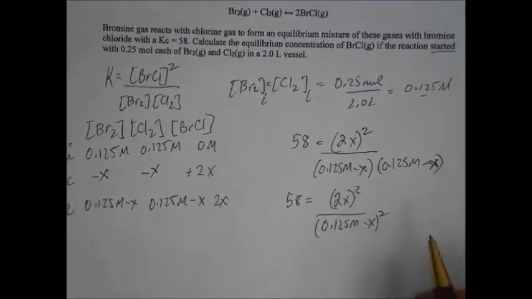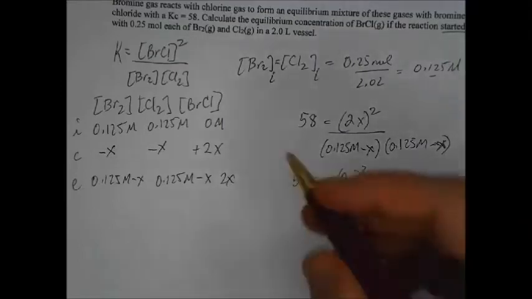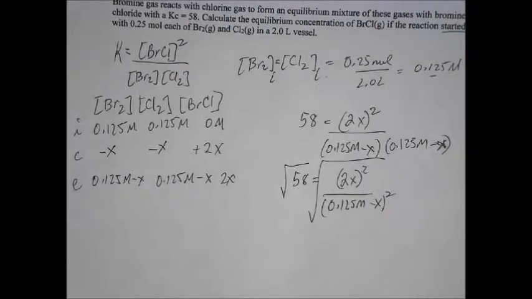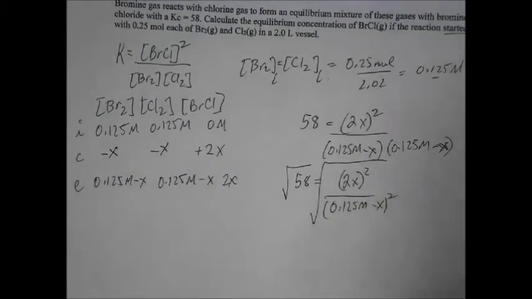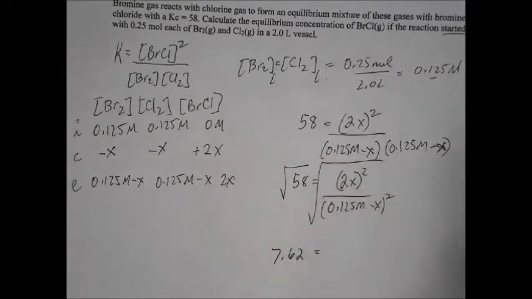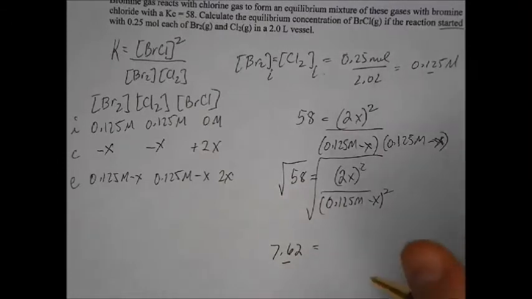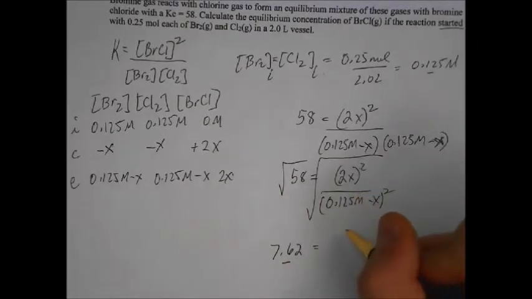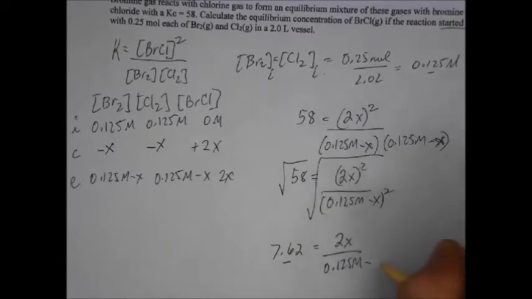So now what we can do is we can simplify this by saying, well, if this is a square and this is a square, if we take the square root of both sides, we can now simplify the answer down and get rid of those squares, and now we don't have to do the quadratic equation. So if we take the square root of 58 on our calculator, you should get 7.62, which is going to equal, and again, 2 sig figs here, so we'll keep track of those, 2x divided by 0.125 molar minus x.